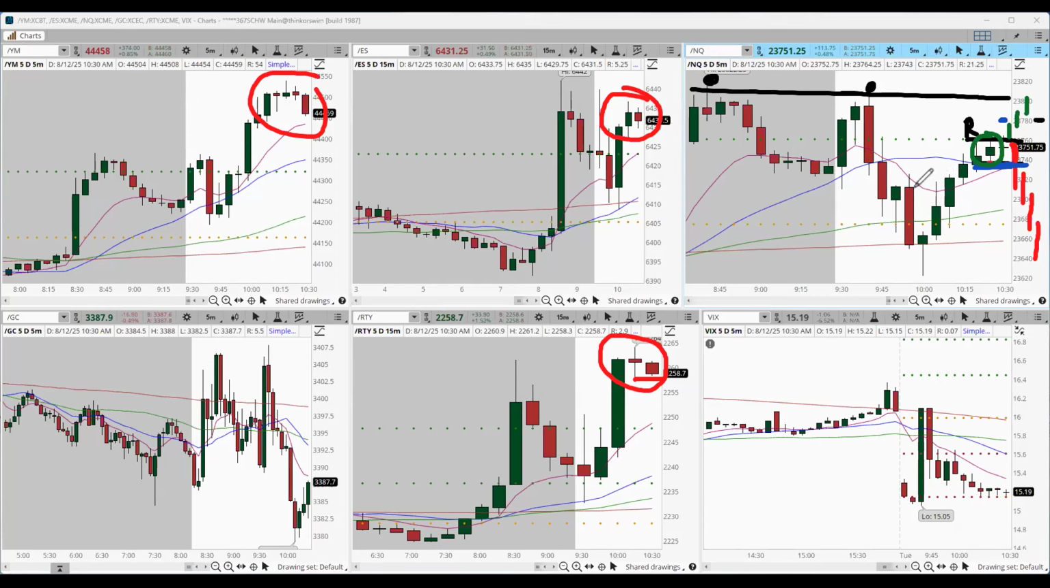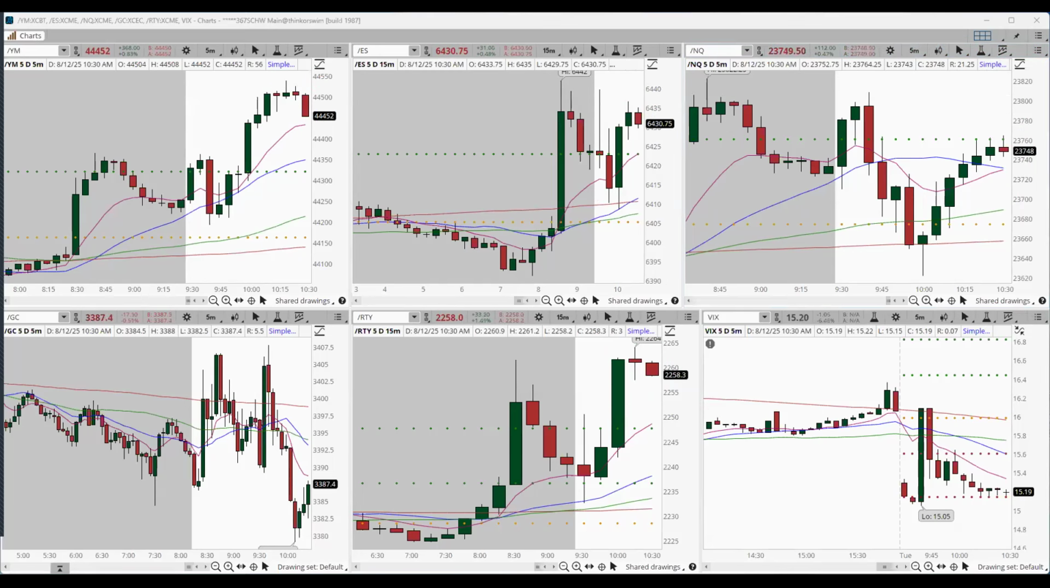Remember, I said that if we get a nice pullback in the Dow, we're going to take a look at it and probably we're going to go for it. But for the time being, please put the stop at break even.